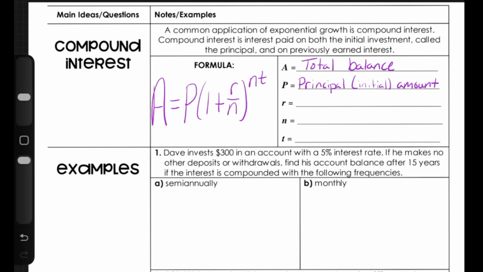Our R stays the same from last video, which is our rate. The N is the number of times compounded in a year. And another one that stayed the same was T, which is our time. Okay, now we can go ahead and go into our very first example here.